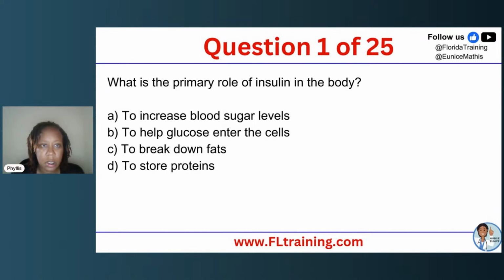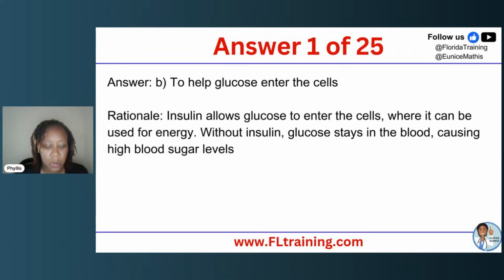All right, let's get those answers in the chat. Let's go ahead and reveal the answer. If you chose answer B, you are absolutely correct. To help glucose enter the cells. Insulin allows glucose to enter the cells where it can be used for energy. Without insulin, glucose stays in the blood, causing high blood sugar. Way to go, you guys.